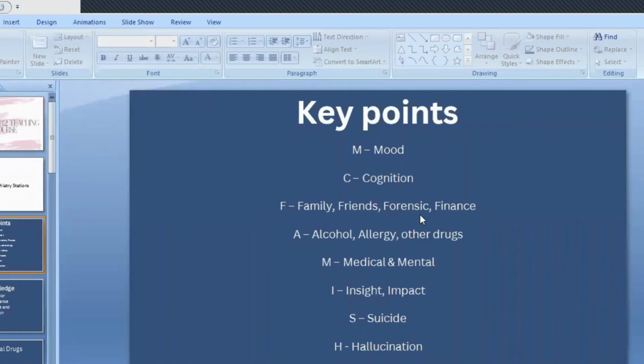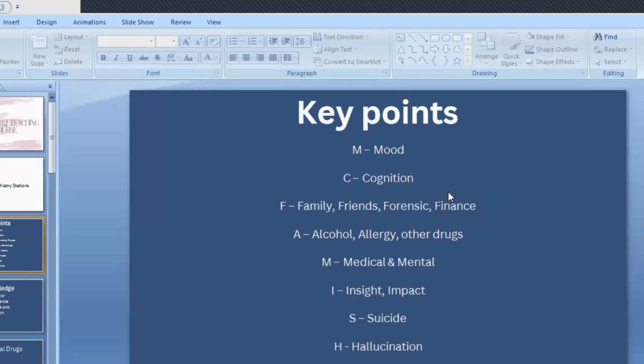Then comes forensic. I don't think that any psychiatry scenario that has yet been asked in PLAB 2 has had any relevance to forensics. But generally, it is recommended to ask while taking history from a psychiatric patient, because certain psychiatric disorders have a predisposition to certain violent behaviors, which can show up in the forensic history.